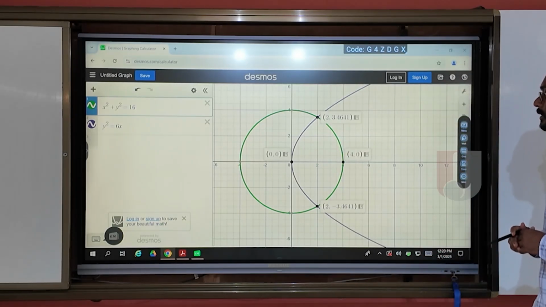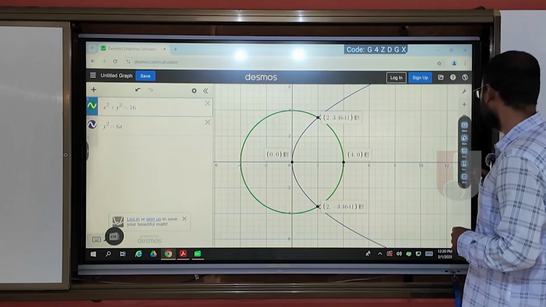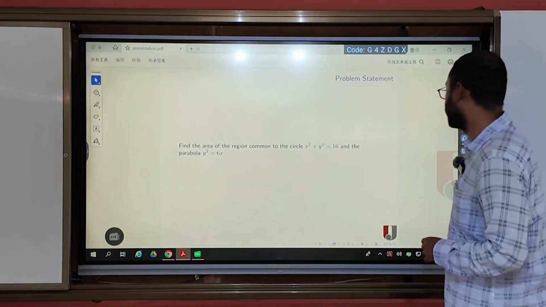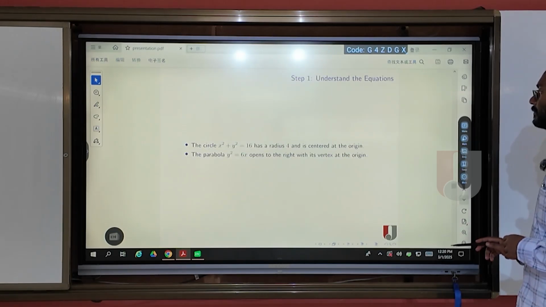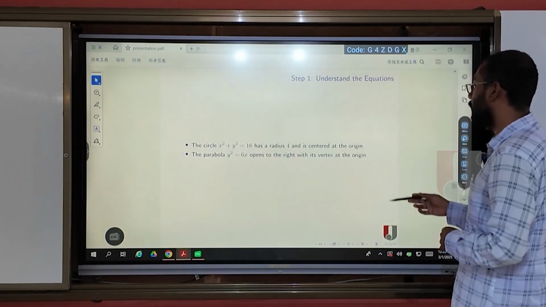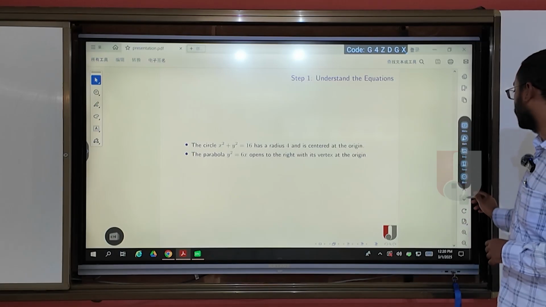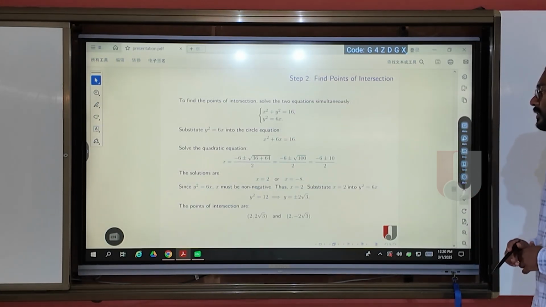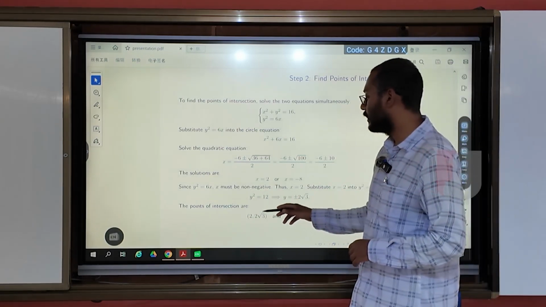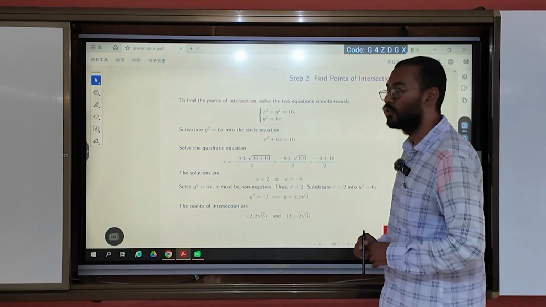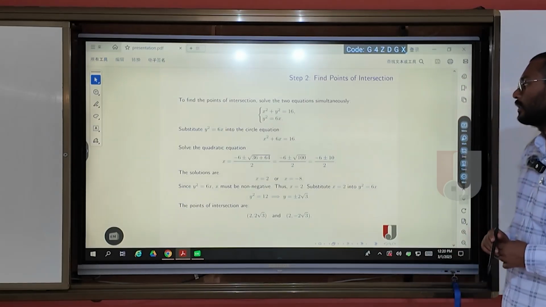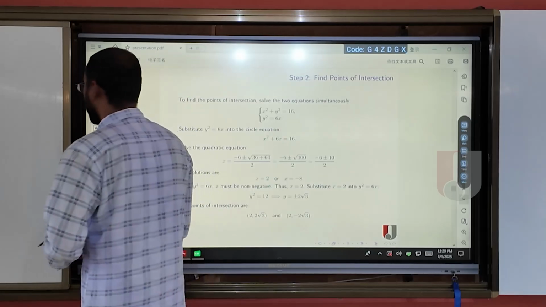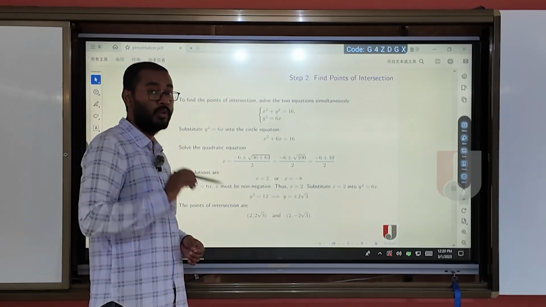So how to find out that thing? The circle has its center at the origin and radius is 4. Now first we have to find out where these curves actually intersect. They intersect at 2, 2 root 3 and 2, minus 2 root 3. So how to find out? First we have to find out the intersection points. This is a very crucial and important step.